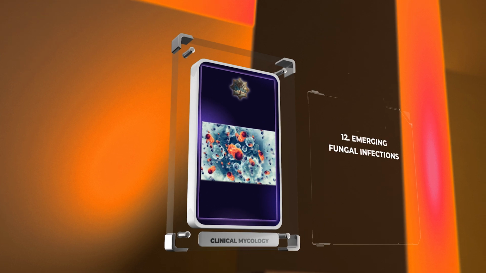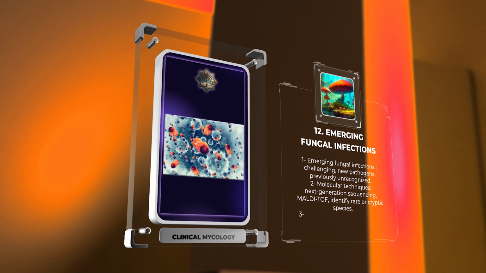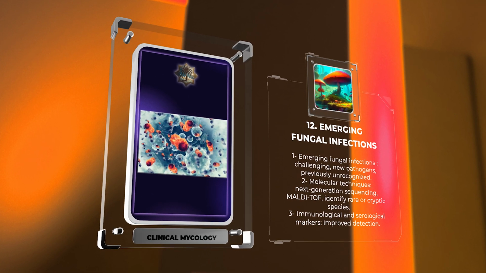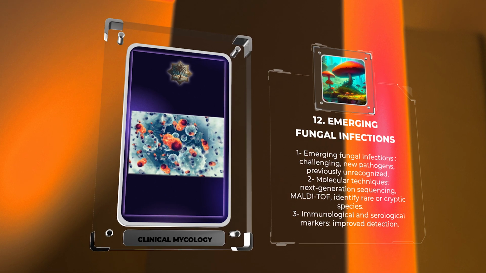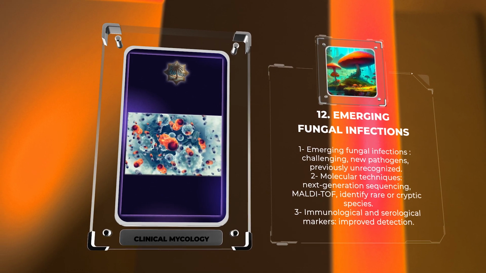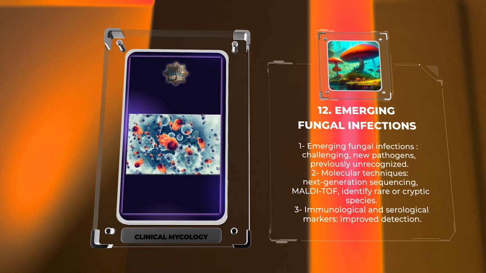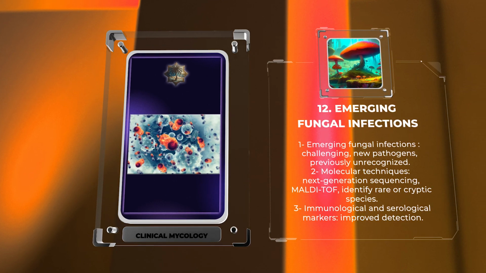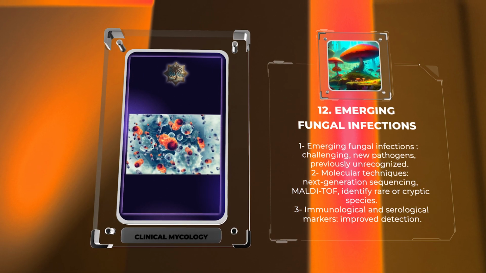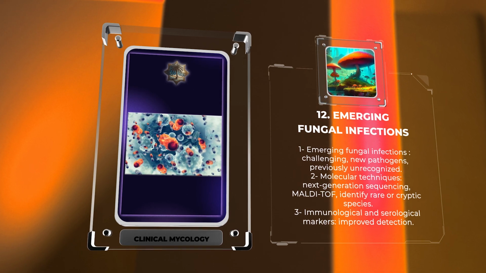The diagnosis of emerging fungal infections is challenging due to new pathogens appearing or previously unrecognized ones. Molecular techniques like next-generation sequencing and MALDI-TOF can quickly and accurately identify these rare or cryptic species. Immunological and serological markers are also being explored for improved detection.